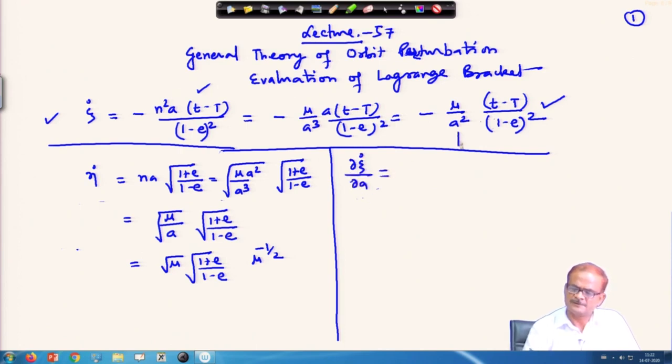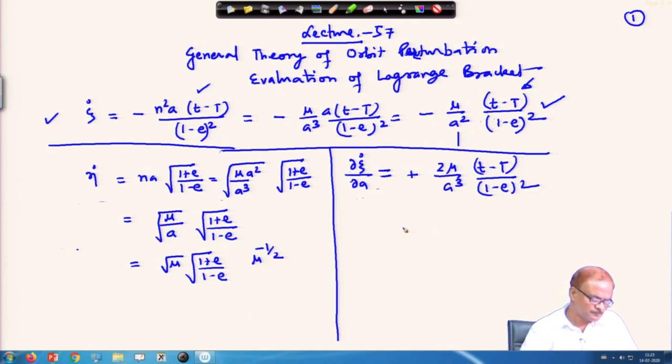So, we just differentiate this quantity; this part is not dependent on a. Therefore, once we differentiate it, this gets a plus sign and this is 2 mu by a cube times t minus capital T times 1 minus e square. Once we evaluate dou xi dot by dou a at t equal to capital T, you can immediately see that this quantity will be 0 because of the presence of this term.